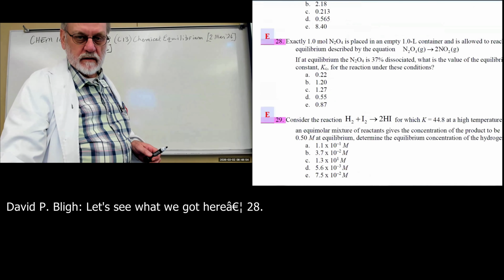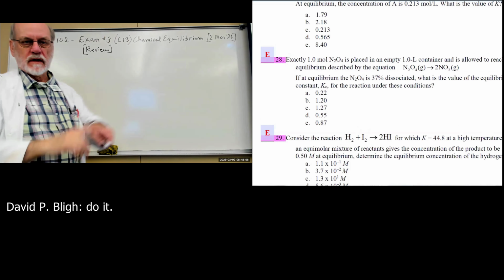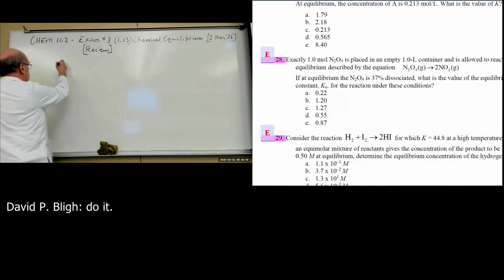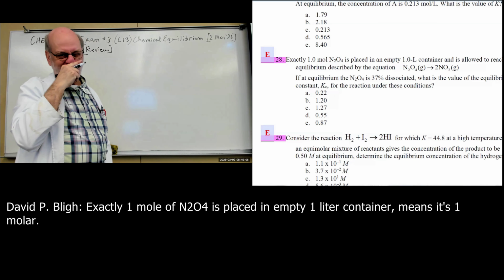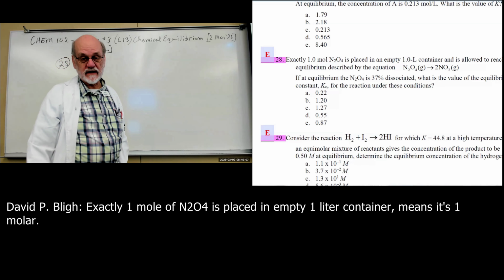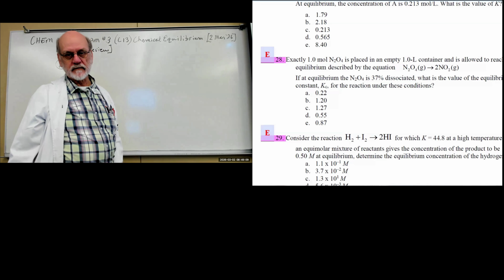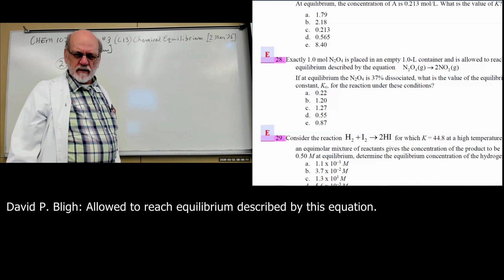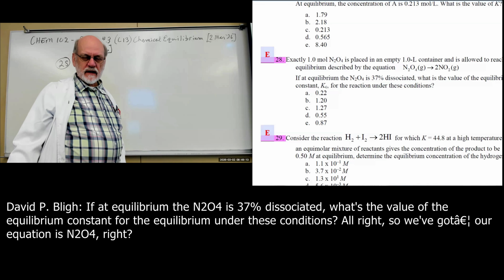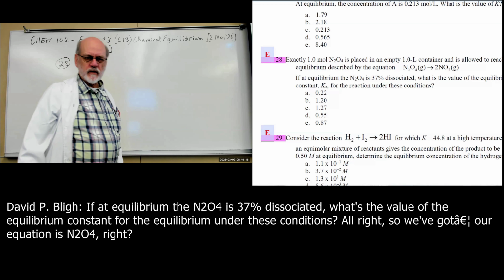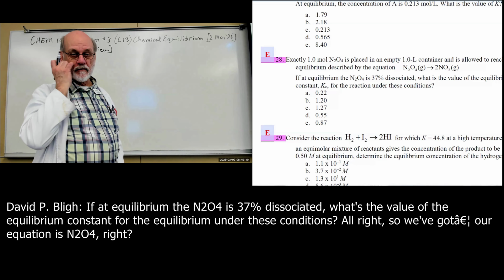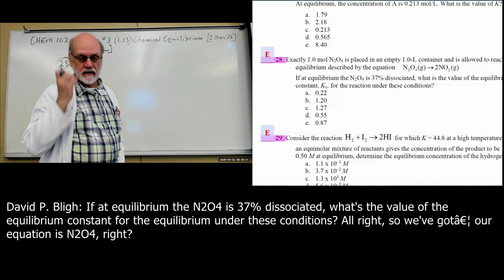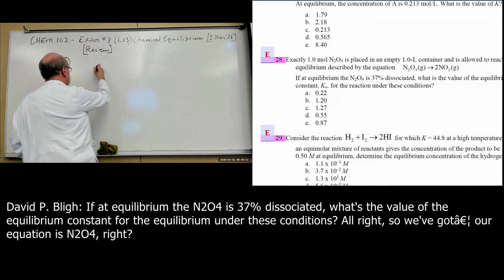See what we got here. 28. Do it. Exactly 1 mole of N2O4 is placed in an empty 1 liter container. Means it's 1 molar. Allowed to reach equilibrium described by this equation. If at equilibrium the N2O4 is 37% dissociated, what's the value of the equilibrium constant for the equilibrium under these conditions?